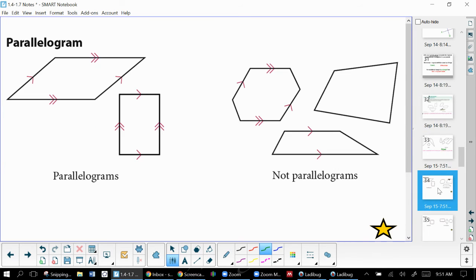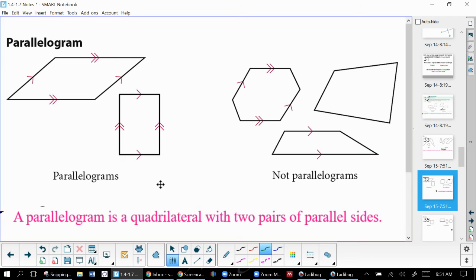Okay, next up, parallelogram. I have a feeling a lot of you remember what this one is from, probably in middle school. So again, a parallelogram is a quadrilateral. The big difference here, it's got 2 pairs of parallel sides. Where a trapezoid only had 1 pair of parallel sides, a parallelogram has 2 pairs of parallel sides.